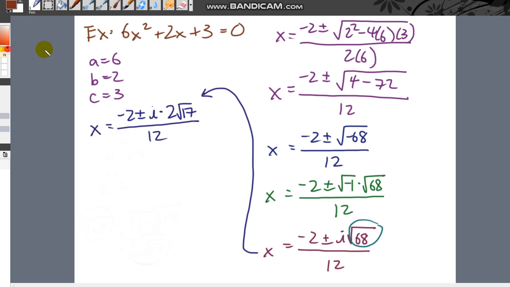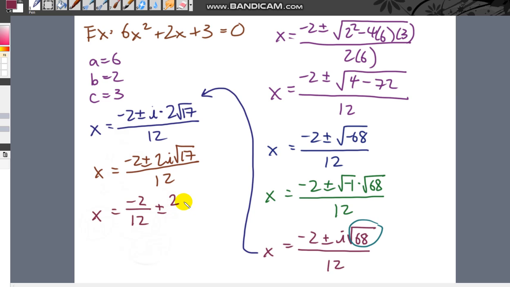So what we can do next is change the order of this. We're going to put the i in front of the 2. So we get x equals negative 2 plus or minus 2 times i times the square root of 17 divided by 12. Next, we can divide the 12 into each term here. So we get x equals negative 2 divided by 12 plus or minus 2i times the square root of 17 divided by 12.